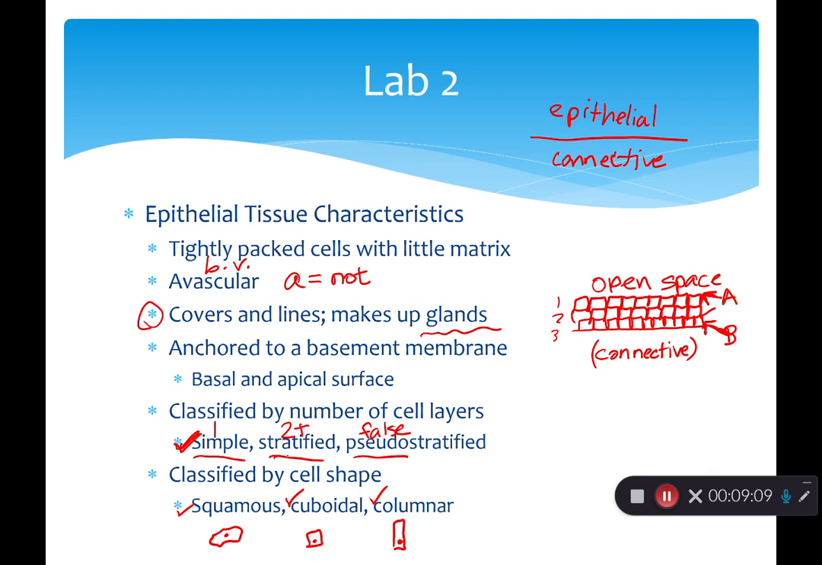For stratified, we're only going to do squamous. And there are 2 types, which we'll talk about in lab. One you're going to focus on this week, and one you're going to focus on next week. And then pseudo-stratified only comes with 1 cell shape, and that's columnar. So that's simple squamous, simple cuboidal, simple columnar, stratified squamous, and pseudo-stratified columnar. 5 tissues that you're going to look at for epithelial.